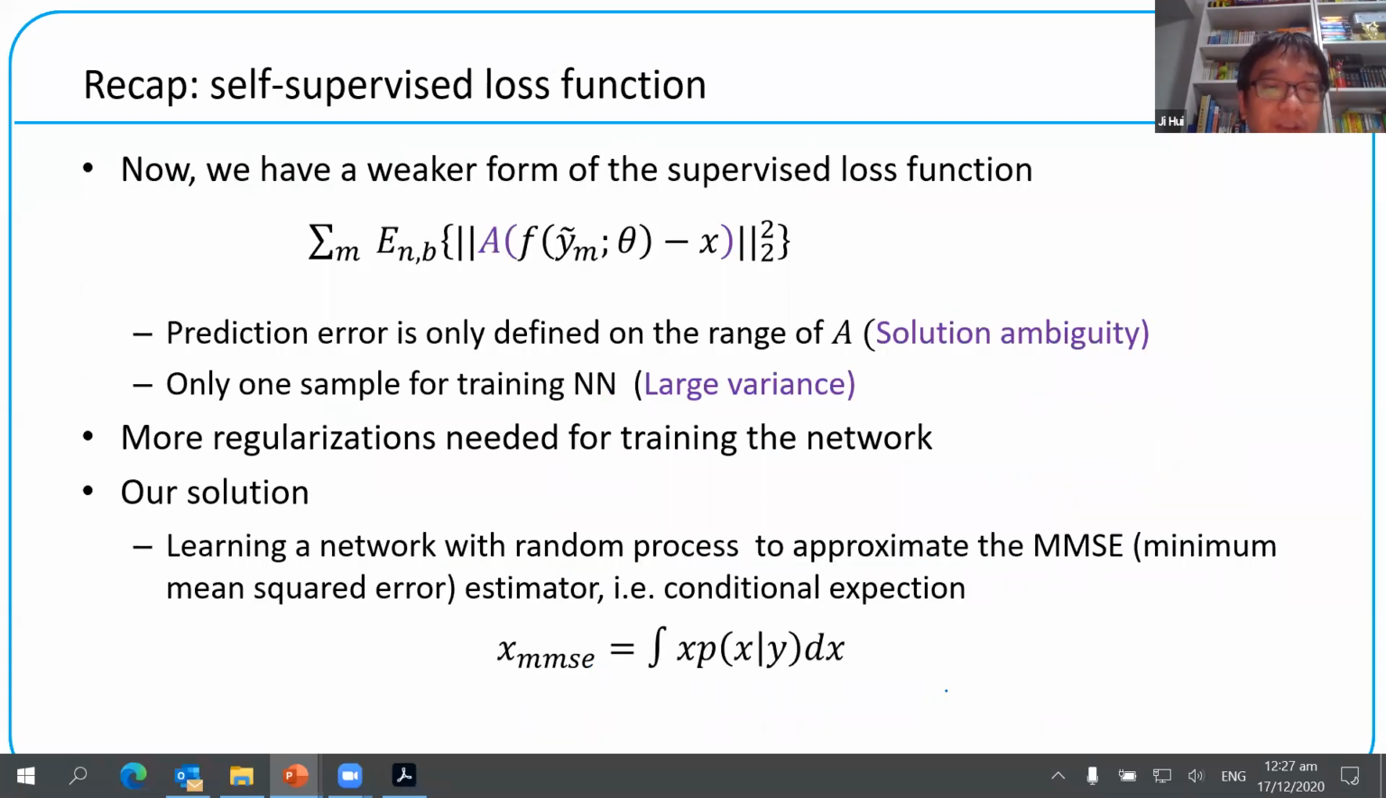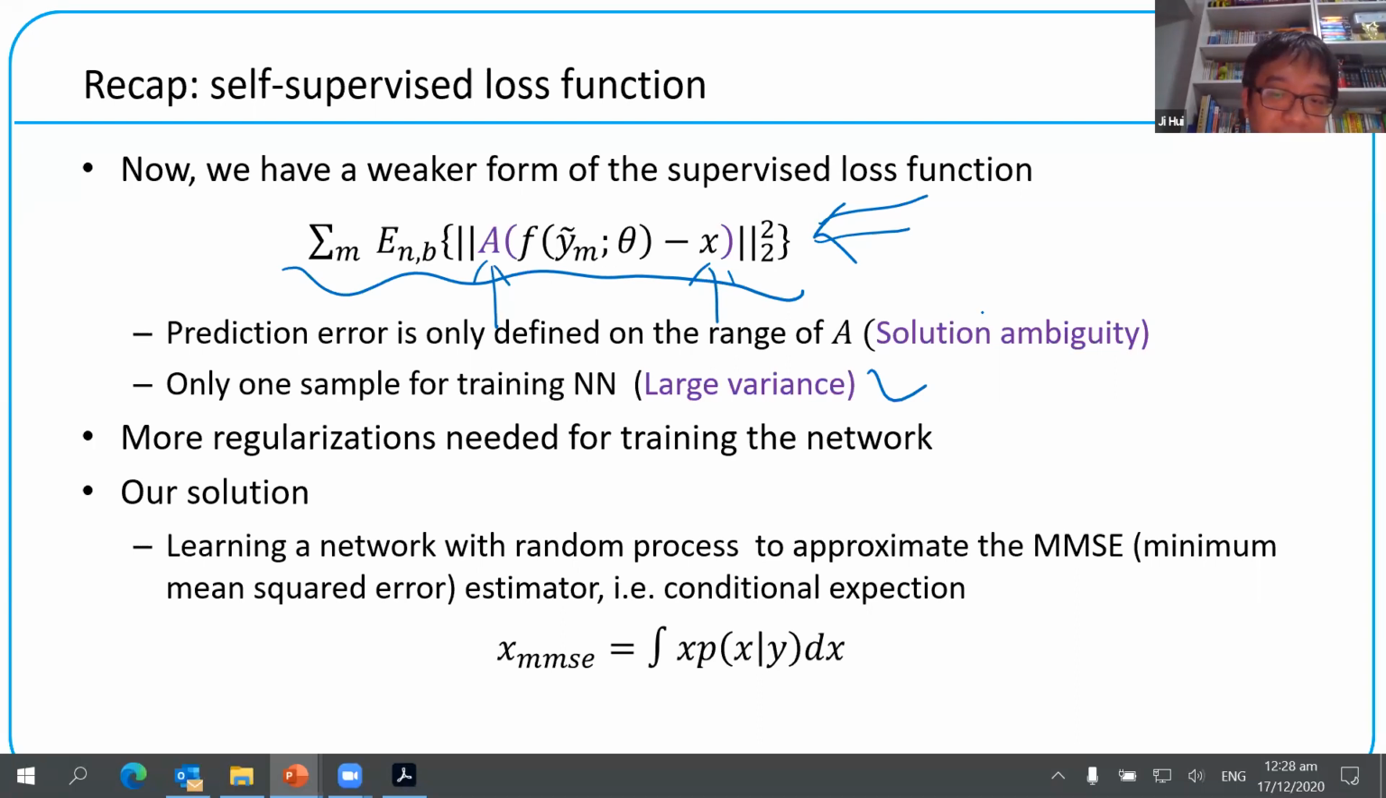So, a recap. We partially address the problem. At least we know how to train the network, using the data augmentation we did and the self-supervised loss function we defined. But it does not solve the problem completely, because you still have two issues. The first is that for general A, this prediction error is only defined on the range of A. If A is not full rank, you still have solution ambiguity. Another issue is that you only have one sample, one X, so you will have large variance. So we need more regularization.